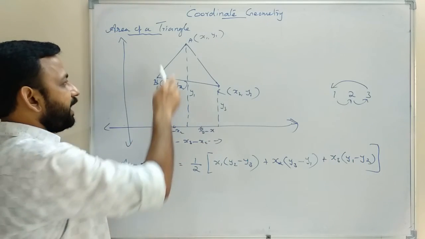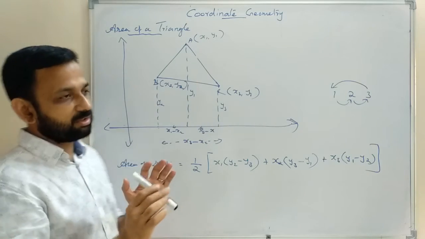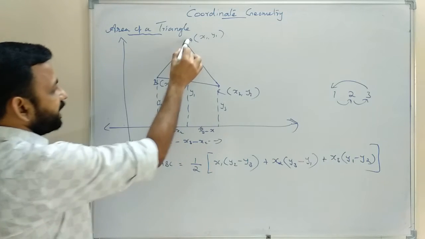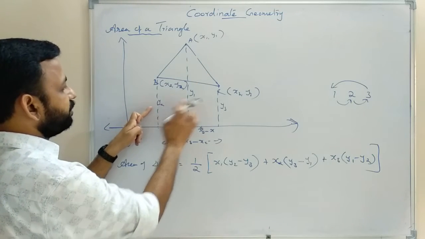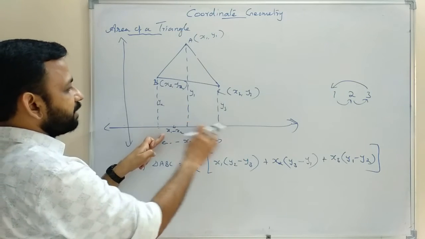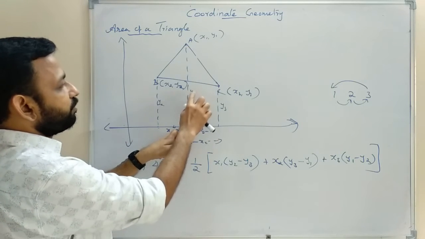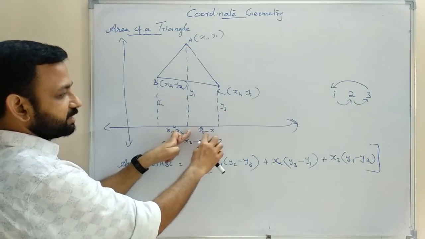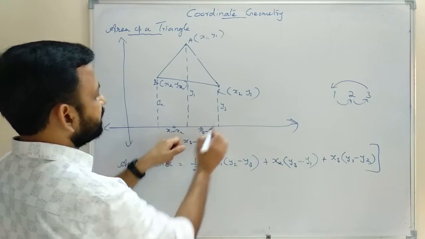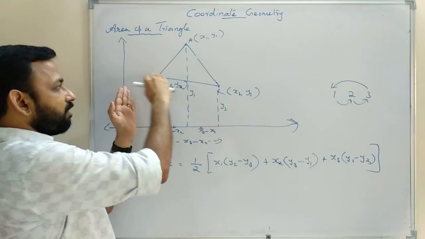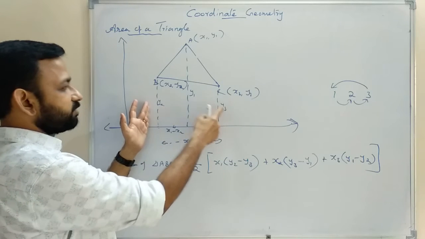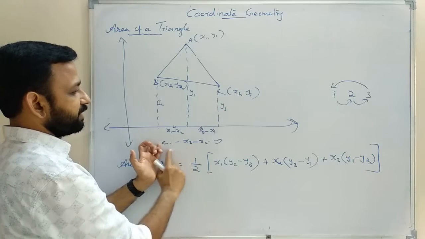So when we find the area of this trapezium: area of a trapezium is equal to 1 by 2 into the sum of the parallel sides into height. So the area of this trapezium we can easily find: 1 by 2 into y1 plus y2 into x1 minus x2. Then plus the area of this trapezium, 1 by 2 into y1 plus y3 into the distance x3 minus x1. Then minus the area of this trapezium, that is 1 by 2 into y2 plus y3 into the distance between them, x3 minus x2.